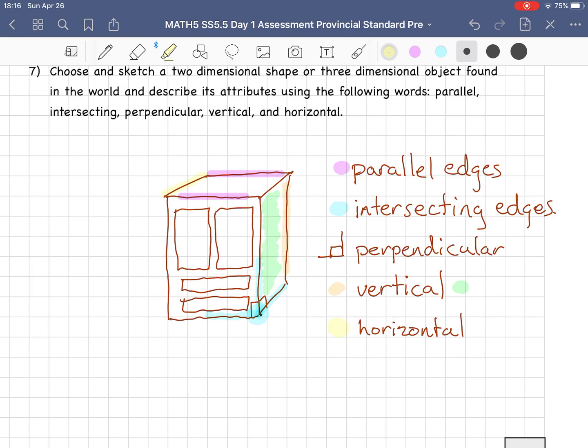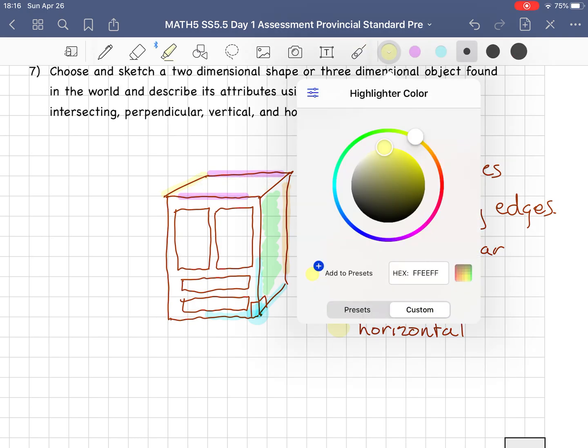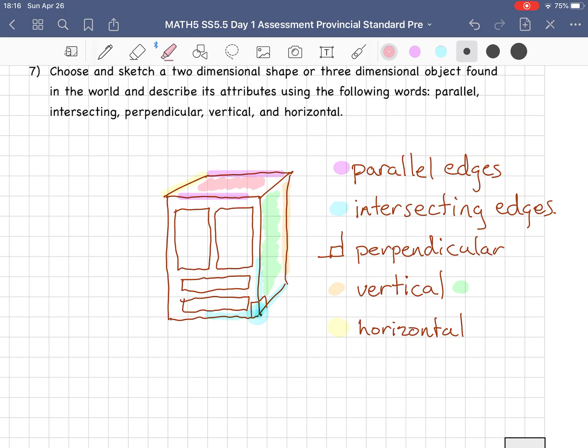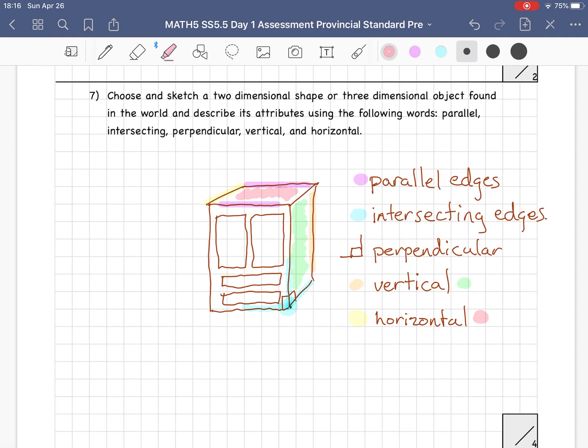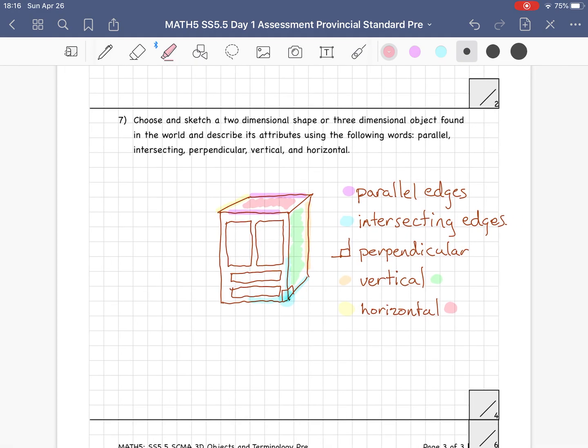Now there's also faces that are horizontal, but there's only one horizontal face visible here. It's this top face of the cabinet. It would be horizontal. So I'm going to fill that in with a red highlighter. So this is a horizontal face. So there we go. I talked about parallel edges, intersecting edges, perpendicular lines, vertical and horizontal edges and faces.